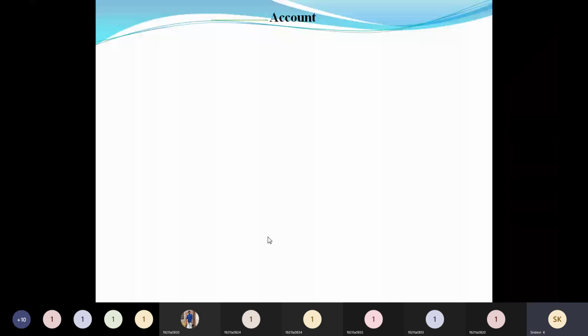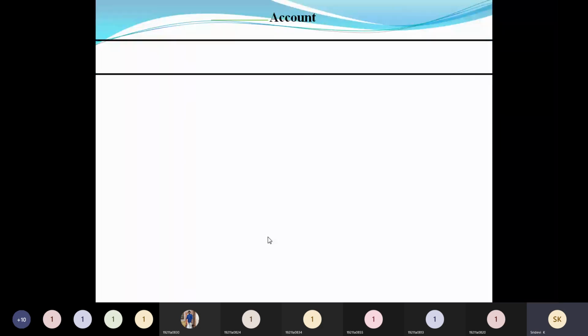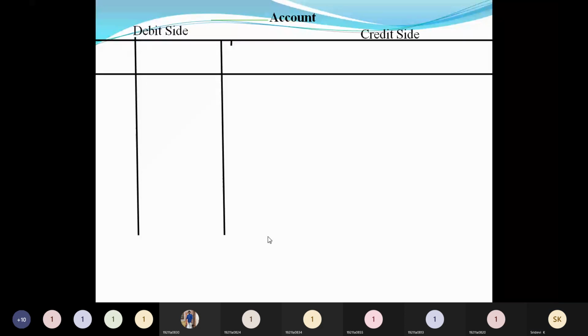So first you are going to write the account name for which you are preparing the ledger account. Okay, and you have to divide that into two parts: debit side and credit side. Left side part will be called as debit side, and the right side part of the account will be called as credit side. So on both sides we will have 4 columns.